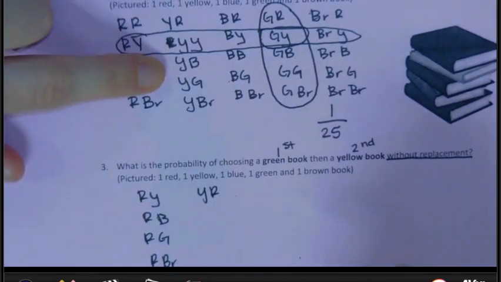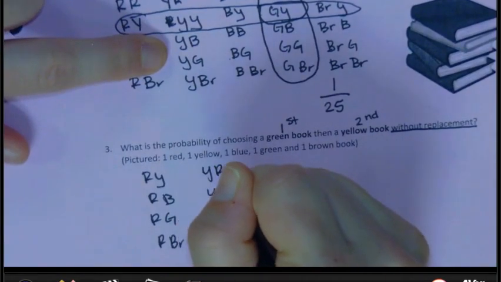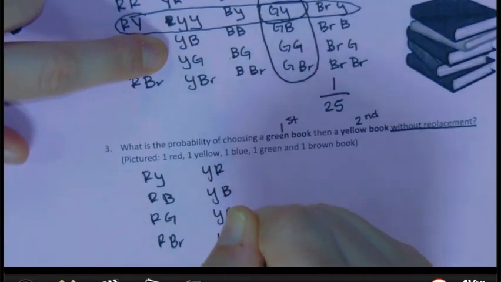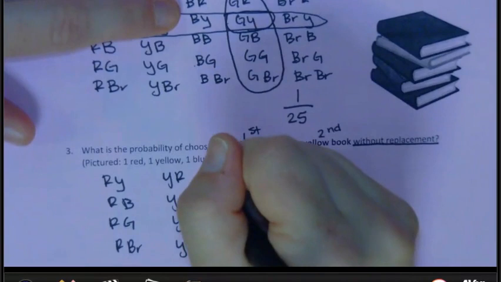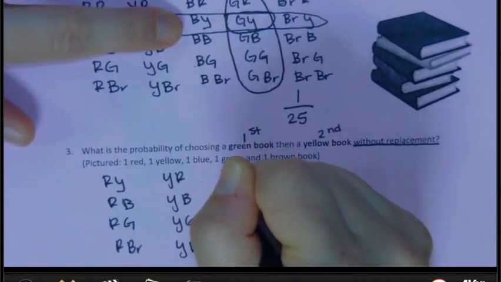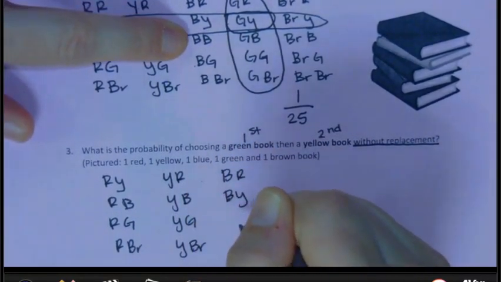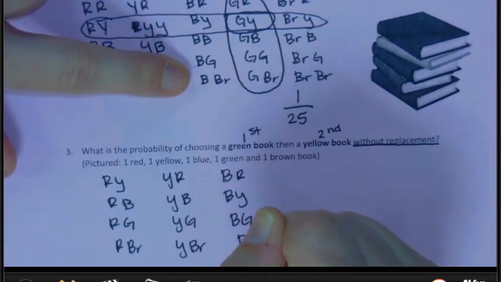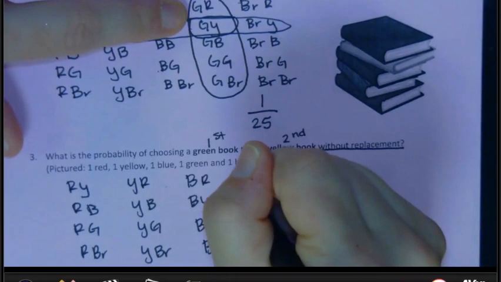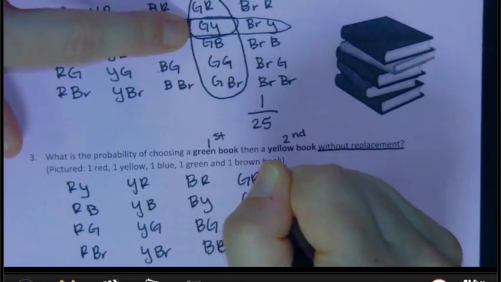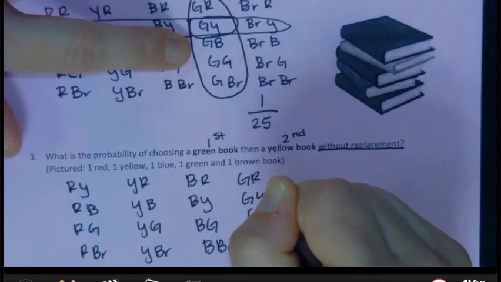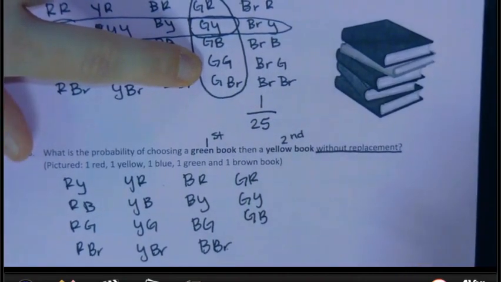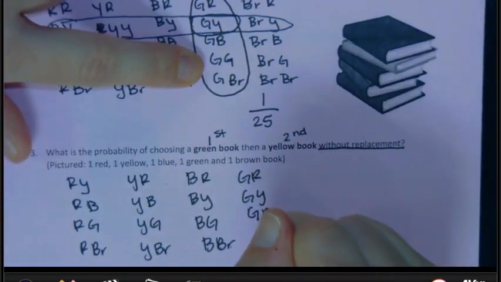I don't have a yellow, yellow. I can have a yellow, blue, yellow, green, yellow, brown. You can have a blue, red, a blue, yellow. I cannot have a blue, blue, but I can have a blue, green, or a blue, brown. I can get a green, red, green, yellow, green, blue. You cannot get green, green because we're not replacing it.